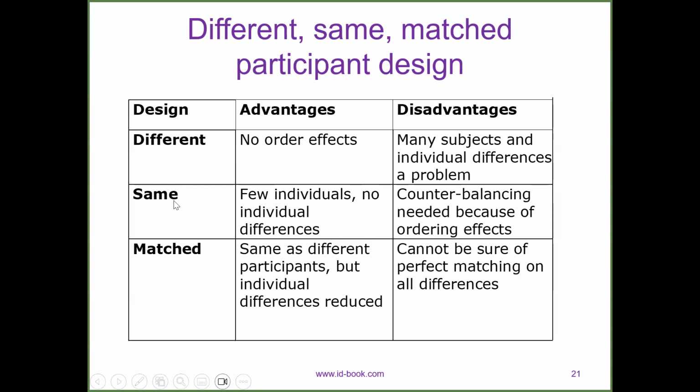If you have the same people, okay, advantages, it needs few people to work, and no individual differences are involved. But counterbalancing is needed because of ordering effects. So here, if I am using the whole class to not drink the coffee and do the work, or drink the coffee and do the work, here the order matters. Which activity is done first, which activity should be done later matters, because the same people are going to do the work.